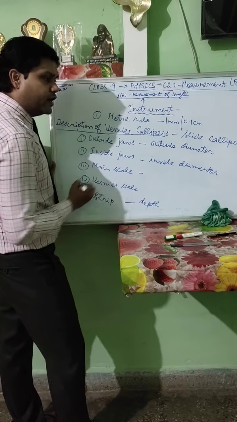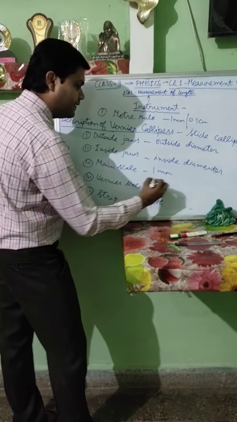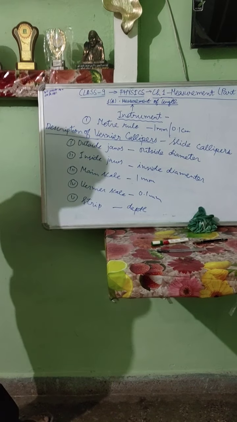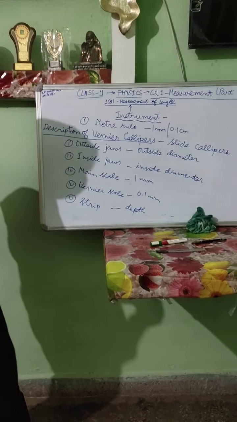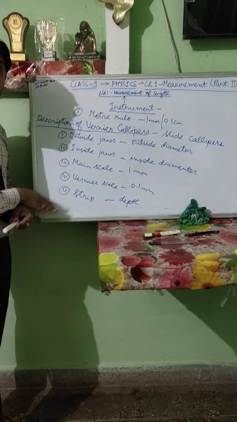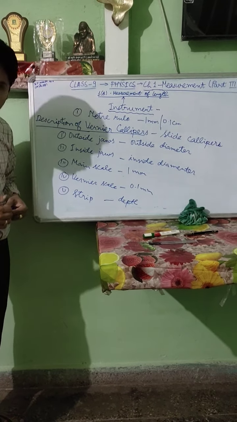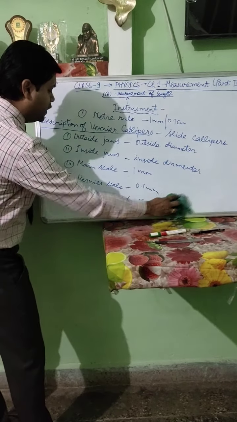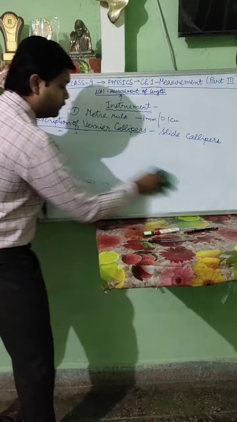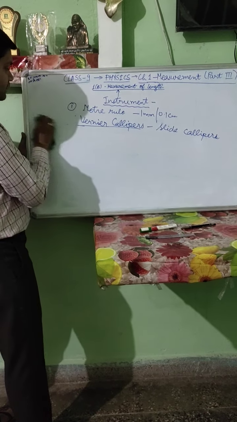Main scale can measure up to 1 mm accuracy. Vernier scale can measure up to 0.01 mm accuracy. This was all about the vernier calipers. These are the main parts. You have to learn which parts are contained in the vernier calipers and their functions also. Moving on to another topic. Vernier calipers is not finished. The last topic of it is remaining.